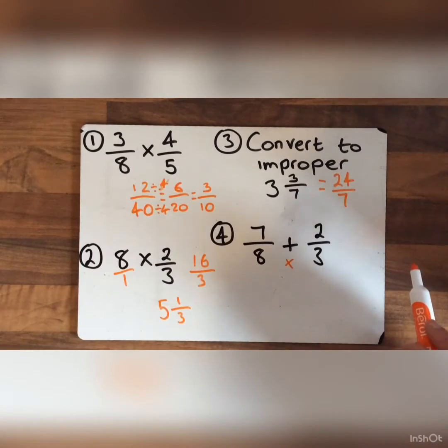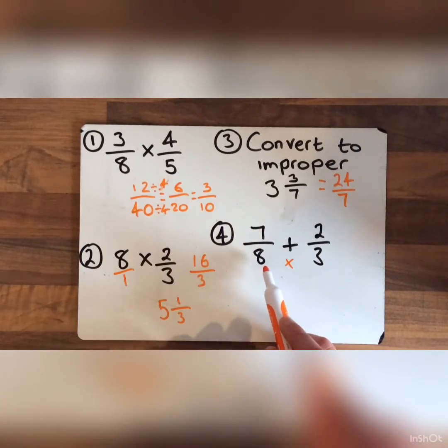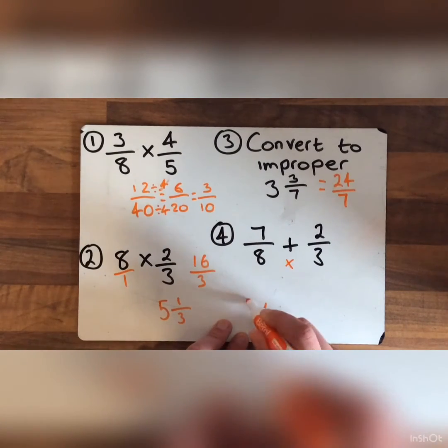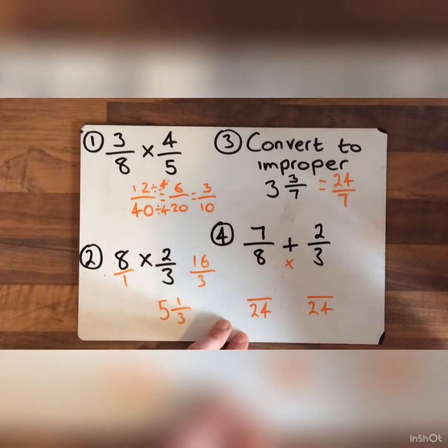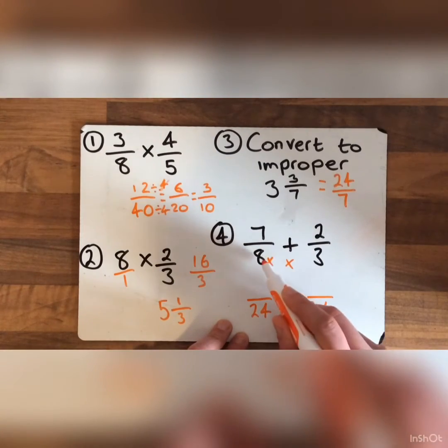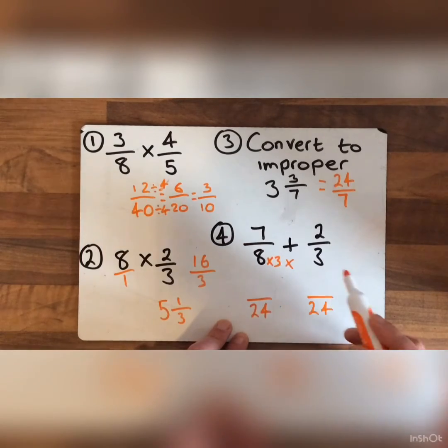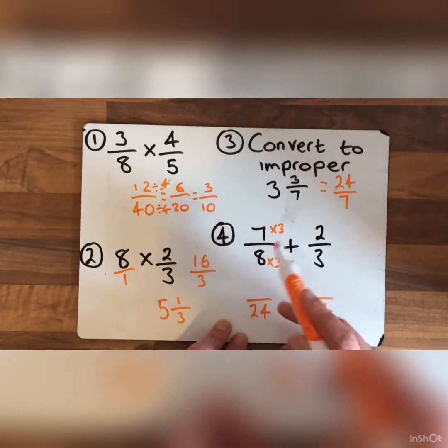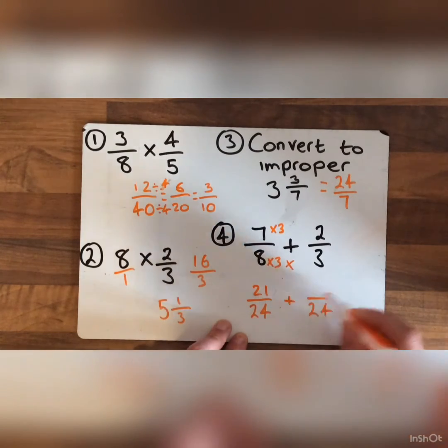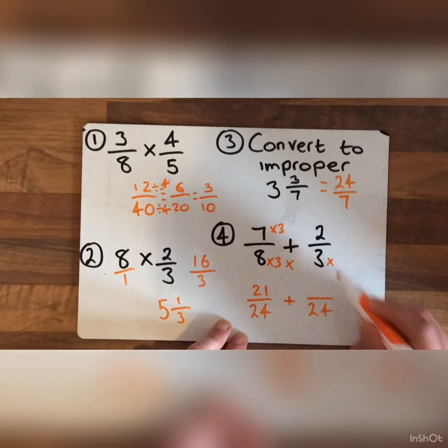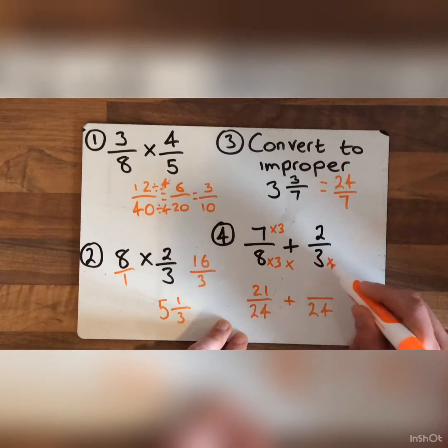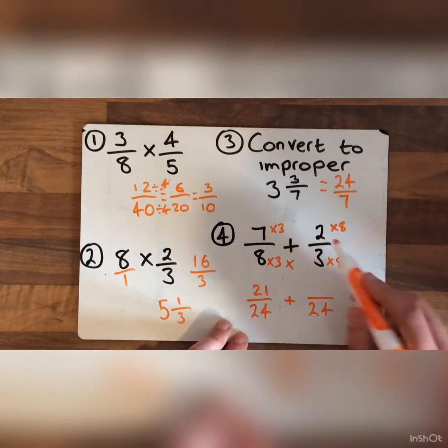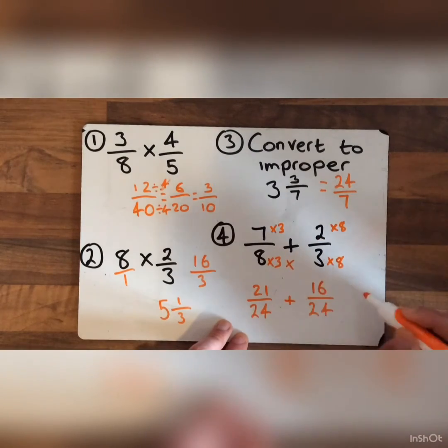Sometimes it will be the lowest common denominator, sometimes it will not be. In this case, 8 times by 3 is 24, and it actually is the lowest common denominator. So what have I had to times this 8 by to turn it into 24? I have to times it by 3, so I need to do the same to the numerator. So we have 7 times by 3, which is 21. What if I had to turn this 3 into 24? I had to times it by 8, so we need to do the same to the numerator as well. 2 times by 8 is 16.